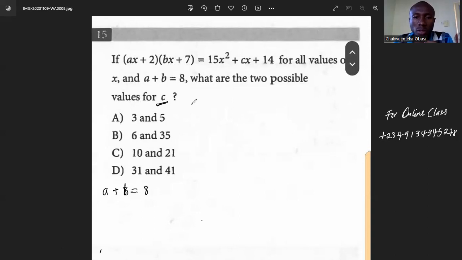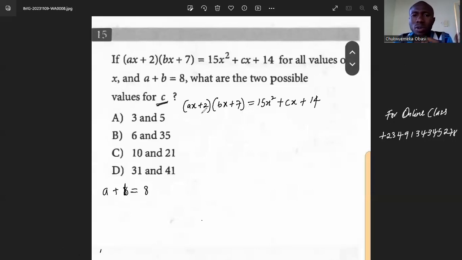All right, let's bring out what we're given. We have (ax + 2)(bx + 7) is equal to 15x squared plus cx plus 14. Now, in this problem, we're going to make use of a concept called equating the coefficients. If you've not heard that before, don't worry, I'm going to show you how. You're not going to collect like terms here. You just need to equate coefficients and get our answers real fast.